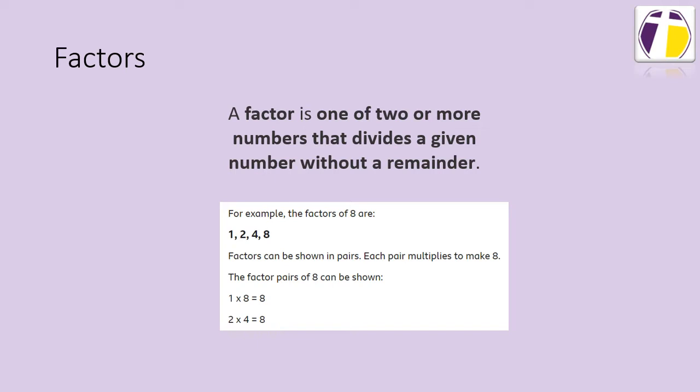As you can see on the screen below, you have the example of the factors of 8. They are 1, 2, 4 and 8, because we know that 1 times 8 equals 8, but also 2 times 4 equals 8. So that means that 8 has 4 factors.